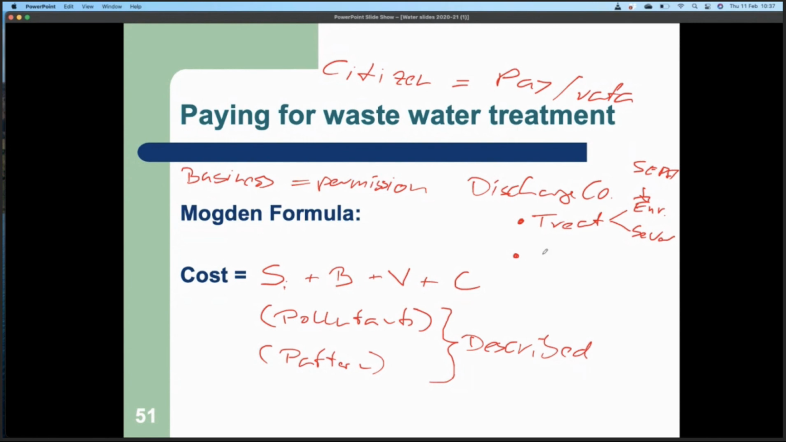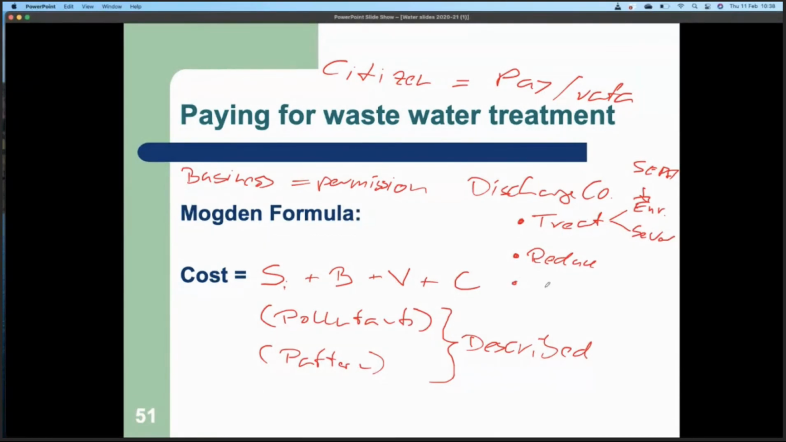Any other ideas? You and your bakery? We don't want to treat the water ourselves, but it's the obvious ones. Yeah, you could try to reduce rather than treat. So maybe you could have a different process that reduces the amount of waste or the concentration of waste or whatever. Pattern of discharge. So that is maybe not always possible, but it is an option that you're free to take.